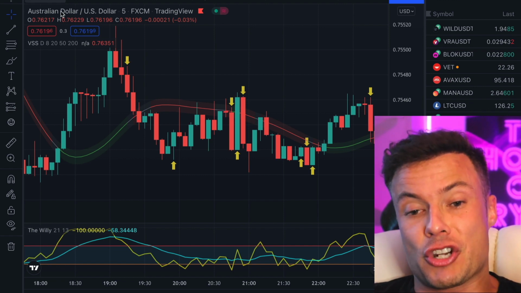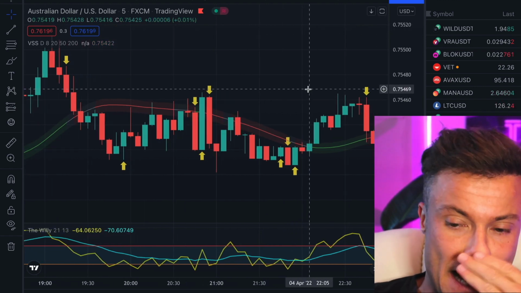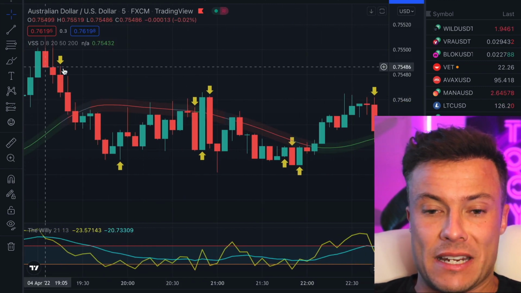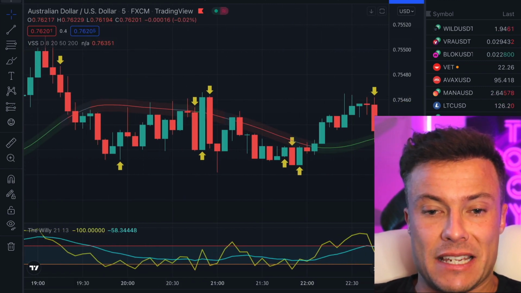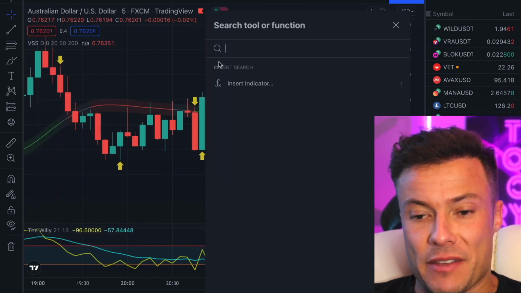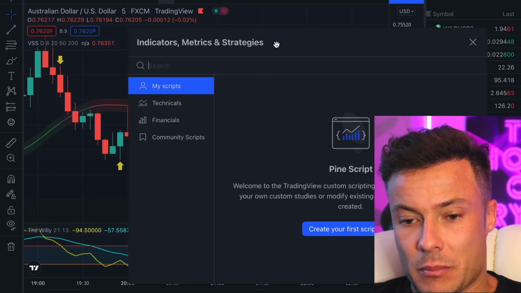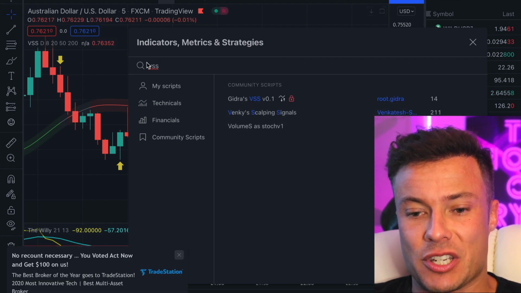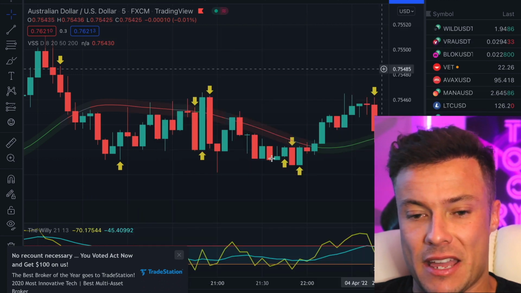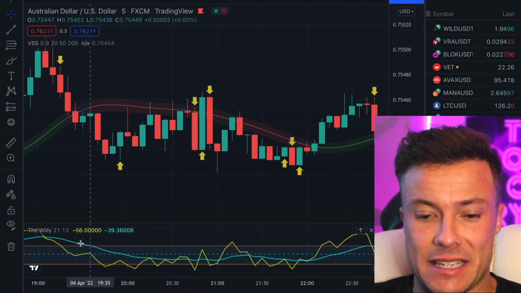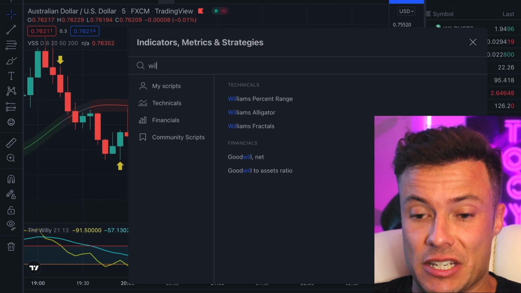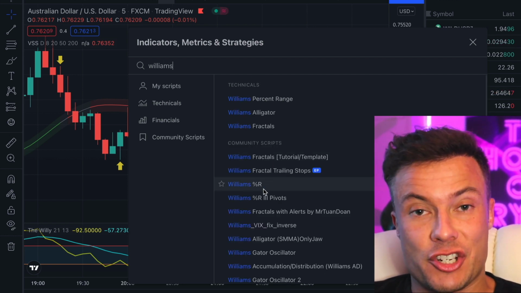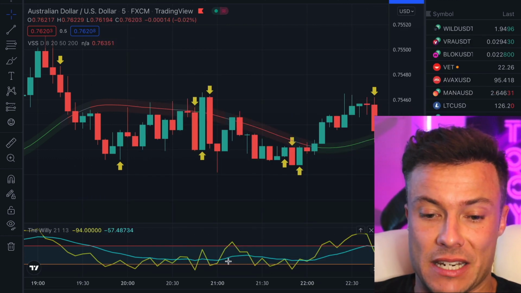So first of all, guys, we're going to jump across to tradingview.com, and it will be set up like this. On TradingView, we've got a few indicators that we need to add. The first one is the VSS. We just want to find that. It's called Venki's scalping signal, which you find by searching VSS, Venki's scalping signal. The next one we want to find is down here. To find that, we search for Williams and then click on Williams percentage R. That's going to bring up the indicator that you can see down the bottom.